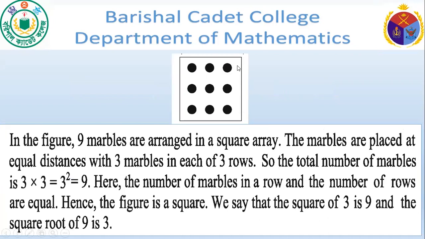So boys, you see a square here. In this figure, 9 marbles are arranged in a square array. The marbles are placed at equal distance with 3 marbles in each of the rows. You see, this is 1, 2, 3. This is also 1, 2, 3. So the total number of marbles is 3 into 3, that is 3 square equal to 9. Here the number of marbles in a row and the number of rows are equal. Hence, the figure is a square. So we say that the square of 3 is 9 and the square root of 9 is 3.